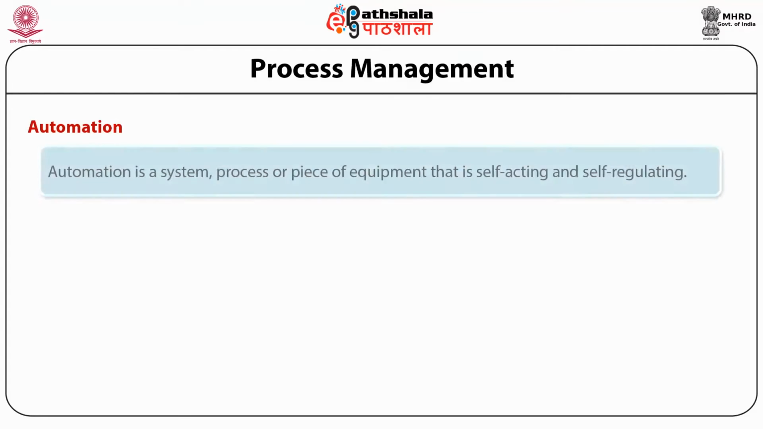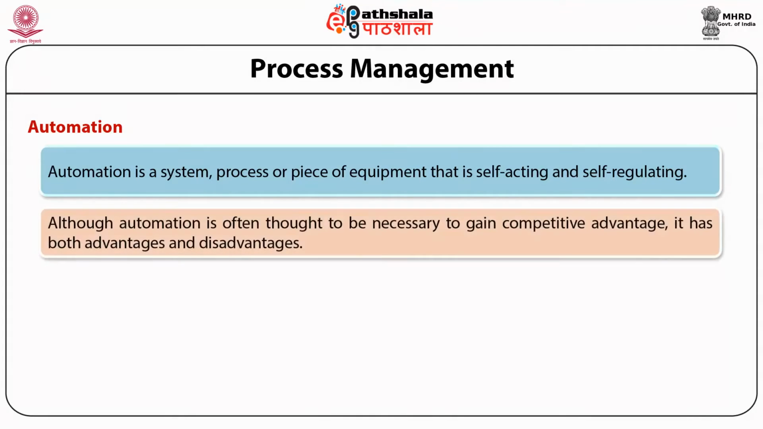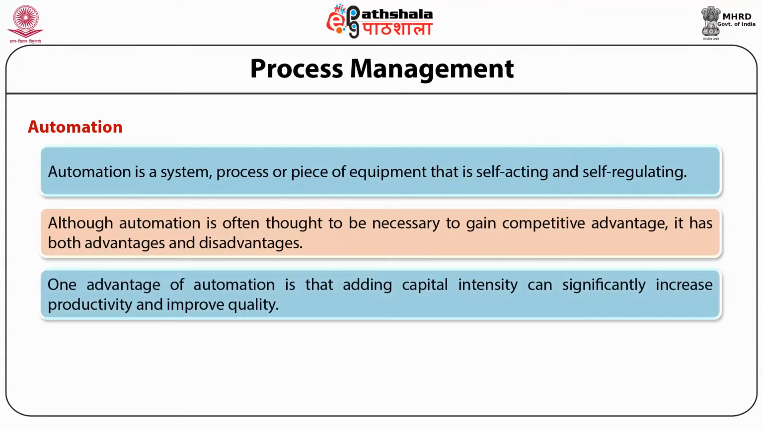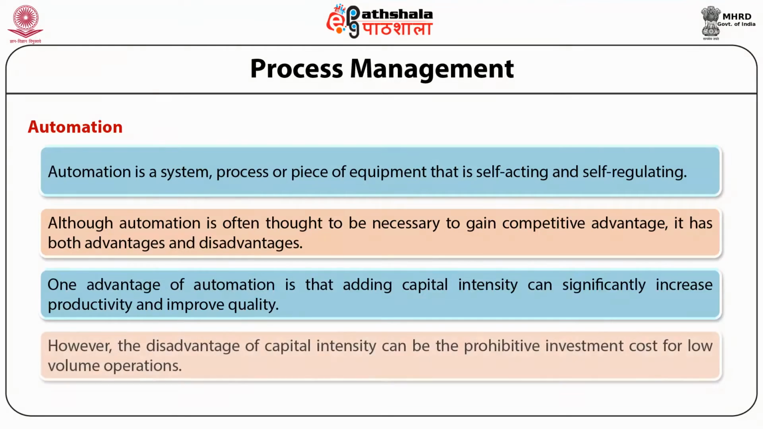Automation. Automation is a system, process or piece of equipment that is self-acting and self-regulating. Although automation is often thought to be necessary to gain competitive advantage, it has both advantages and disadvantages. Thus, the automation decision requires careful examination. One advantage of automation is that adding capital intensity can significantly increase productivity and improve quality. However, a disadvantage of capital intensity can be prohibitive investment costs for low volume operations.